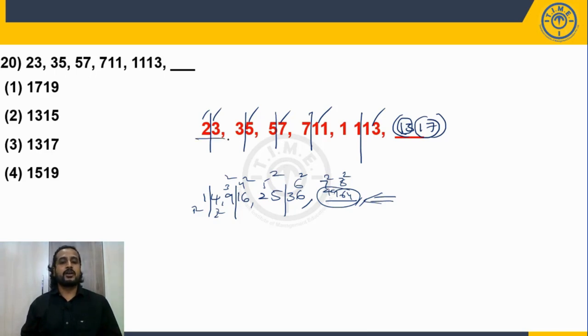Okay. So consecutive prime numbers are taken together. Set of two prime numbers are taken together. 2, 3, 3, 5, 5, 7, 7, 11, 11, 13. And the next is 13, 17. Okay. So with this, we have done with the digit logic.